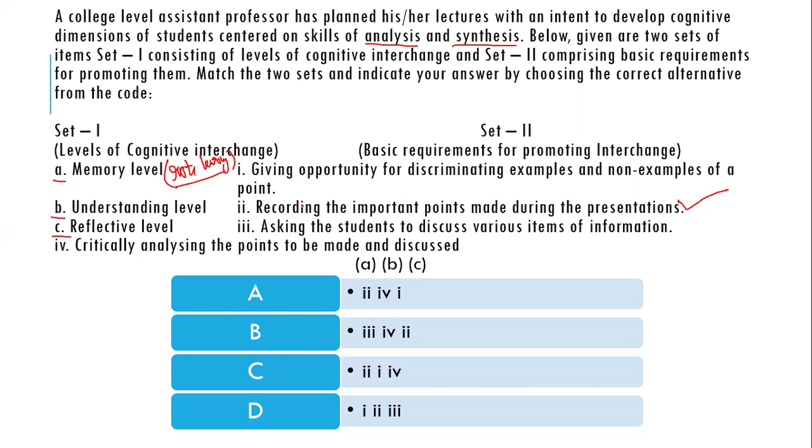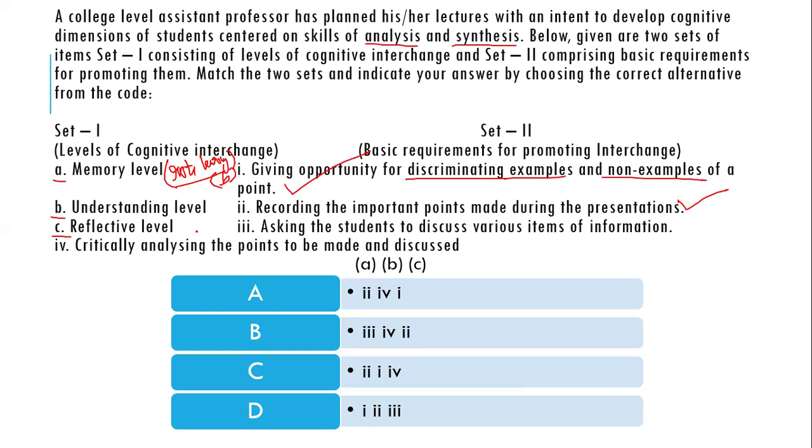And then understanding level, so to understand here, asking the question to discuss, or giving opportunity for discriminating examples and non-examples of a point. Giving opportunity for discriminating examples and non-examples of a point. Okay, that would be true. So they can understand the concept. So understanding level, giving opportunity for discriminating examples and non-examples of a point.